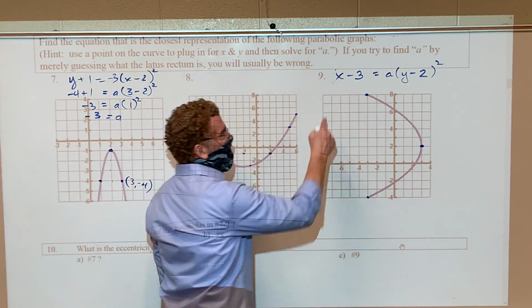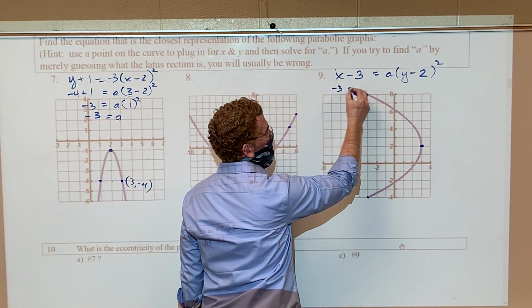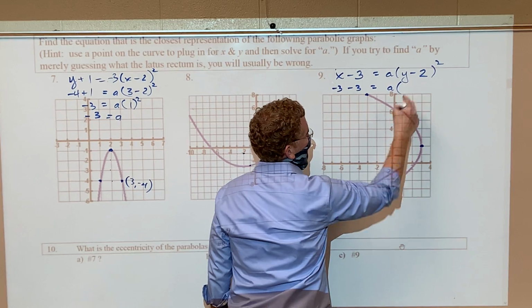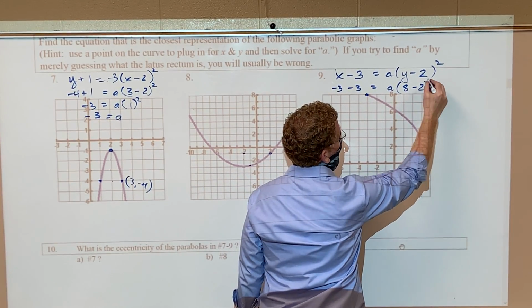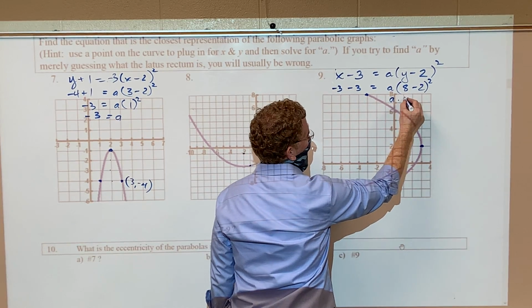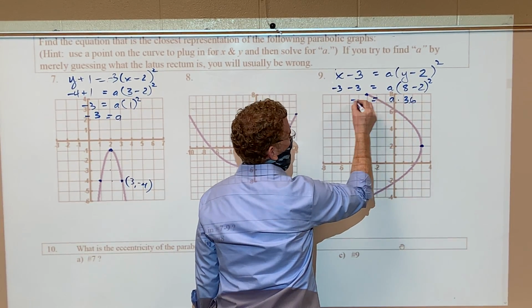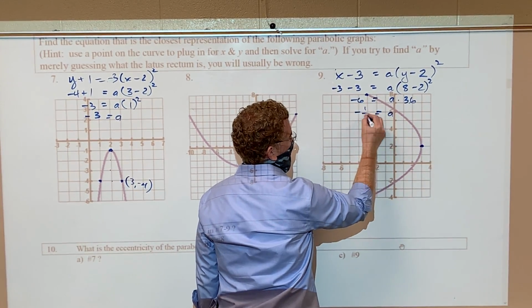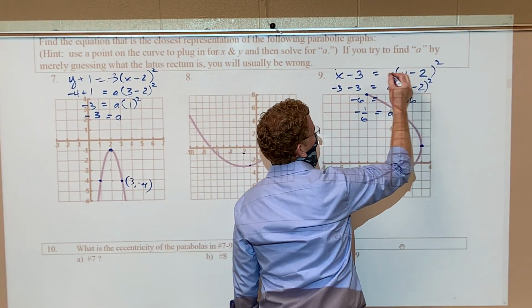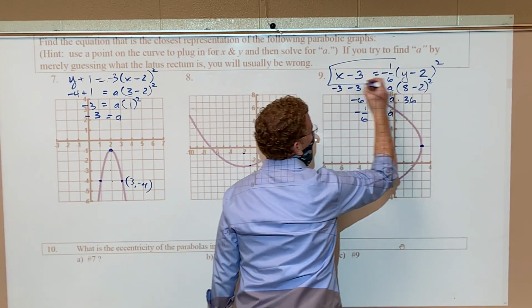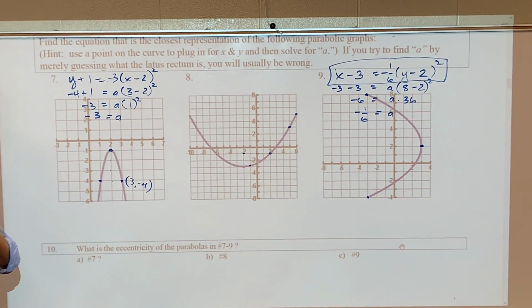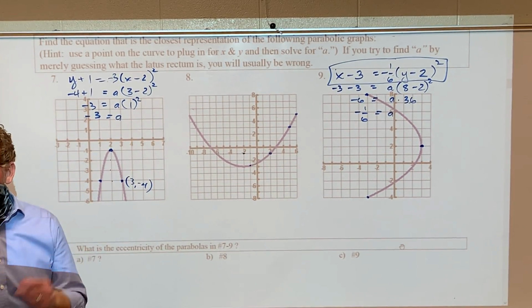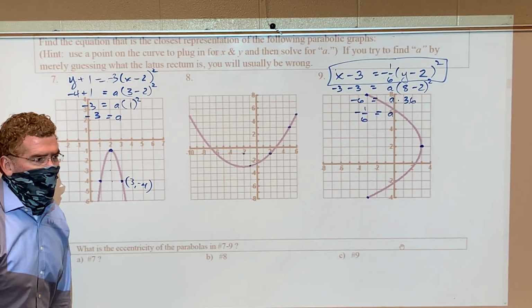So what do I do? Negative 3 in for the x. I'm going to use the top, but positive 8 in for the y. And when I solve, I get a times 36 equals negative 6, so a is negative 1/6. And I'm going to come back in here. So hopefully we're in good shape there, but every year, most of the people that miss this make bad choices about the latus rectum.